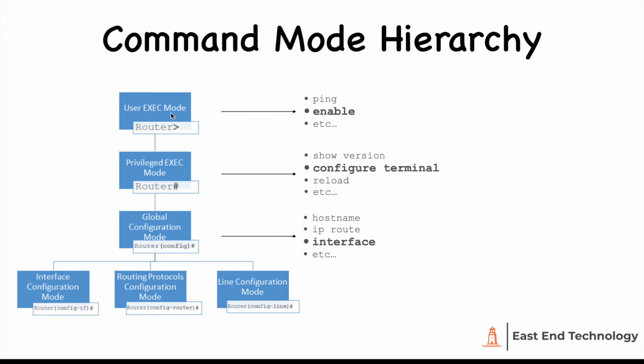To go from user exec mode to privilege exec mode, you're going to use the enable command. To go from privilege exec mode to global configuration mode, you're going to use configure terminal. And once you're in global configuration mode, if, for example, you wanted to go into interface configuration mode, you could run the interface command. Now, let's explore these concepts in the command line interface so that we get a better understanding of how this all works.